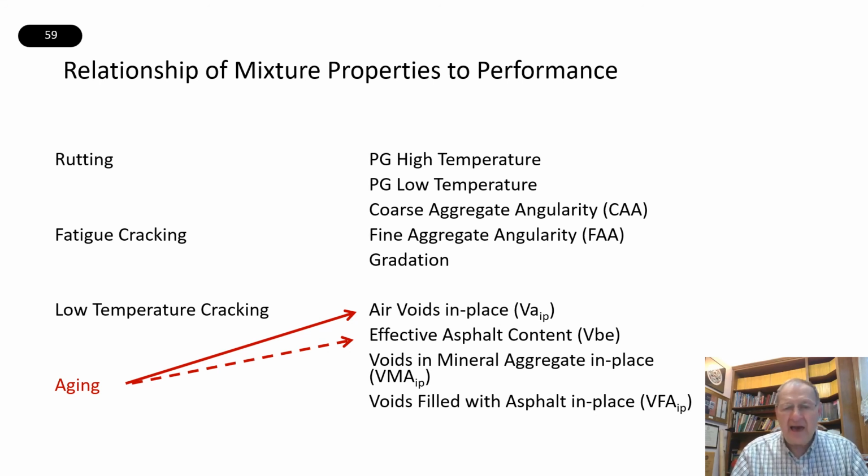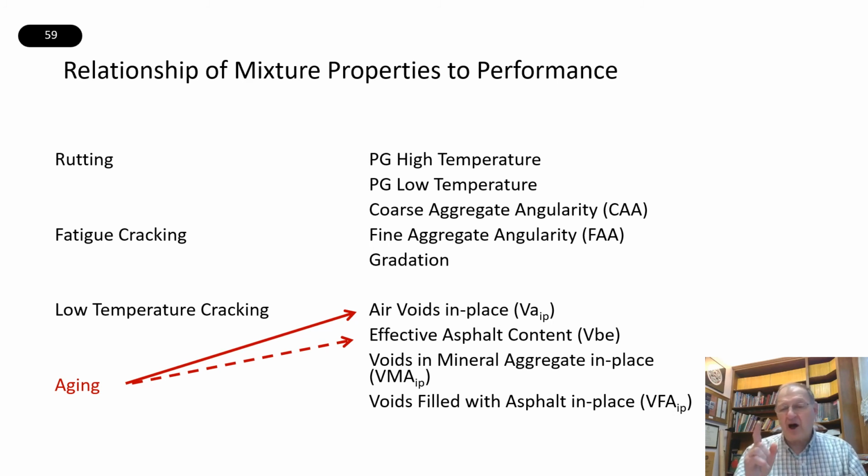Now, you can have an effect on the aging by increasing the asphalt content. This is one of the things to keep in mind. Can I make a pavement more durable, more resistant to aging, just by increasing the effective asphalt content, VBE? And the answer is not really. If I build it to the same in-place air voids as before, then it will age.